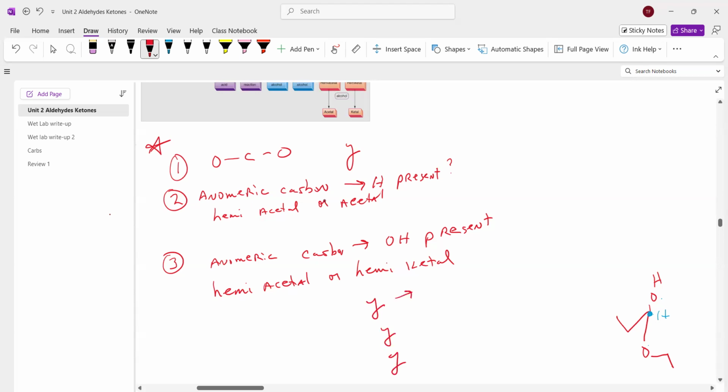So that means it is ketal, acetal, etc. This means it's some kind of acetal. And this means it's a hemiacetal.